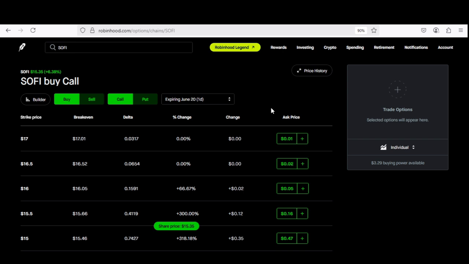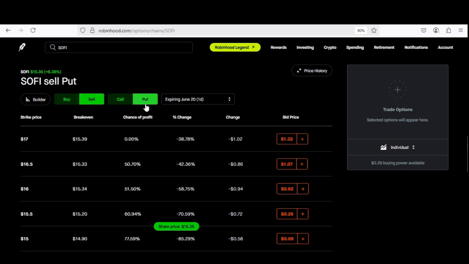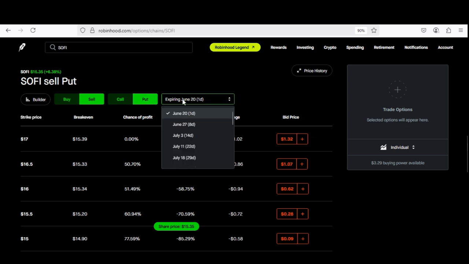Now, here's what we're going to do. We're going to go to sell. We're going to go to put. Now, this first option strategy is going to be based on you having a couple thousand dollars in your portfolio. All you have is just cash, zero stocks. So you're going to go to sell. You're going to go to put. You're going to go ahead and choose your expiration date.